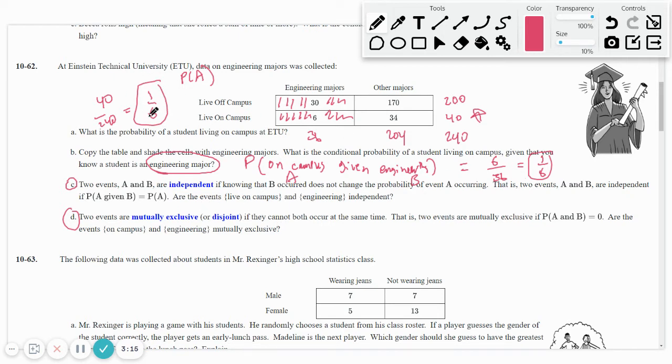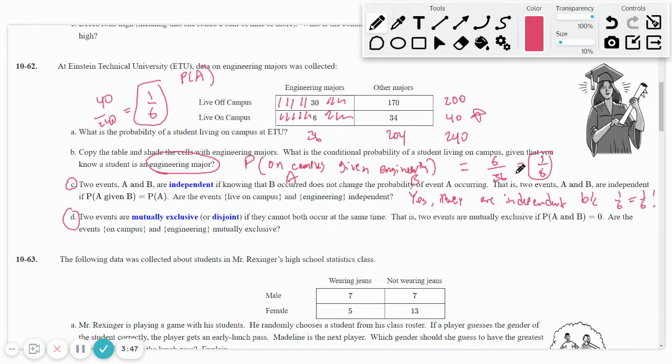And as we see here, 1 over 6, 1 over 6. So yes, they are independent, because 1 over 6 is equal to 1 over 6. Now, of course, when we're looking at that, it makes sense. You don't have to live on campus to be an engineering major. You don't have to live off campus to be an engineering major. So naturally, those are independent probabilities.